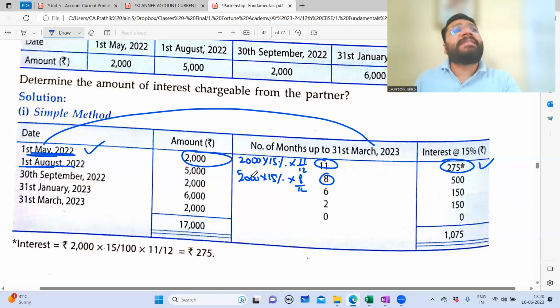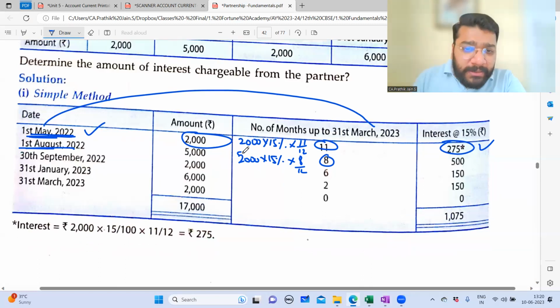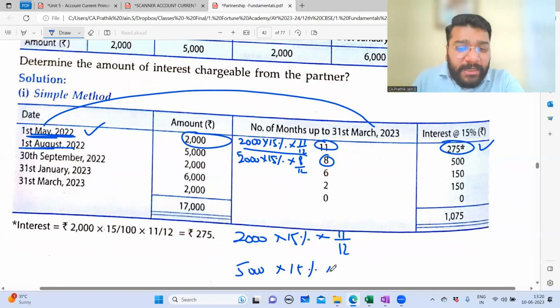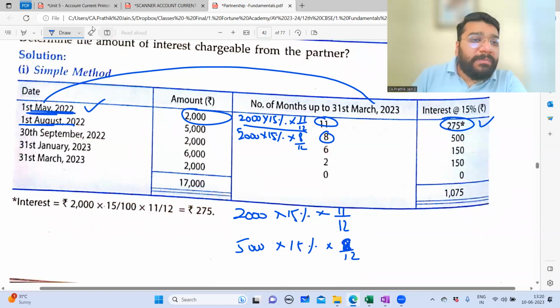So for every single transaction, you were calculating the formula. We have no problem with the formula, but the formula is repeated every single time. Which formula are you talking about? This formula: 2,000 into 15% into 11 by 12. 5,000 into 15% into 8 by 12. 15% is nothing but, can I say, 15 by 100? 15% is nothing but 15 by 100.